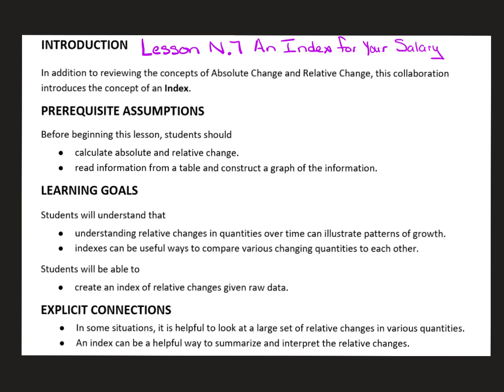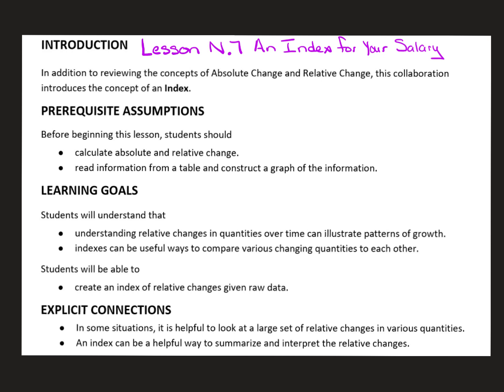Learning goals: our students will understand that relative changes in quantities over time can illustrate patterns of growth. Indexes can be useful ways to compare various changing quantities to each other. And students will be able to create an index of relative changes given raw data.